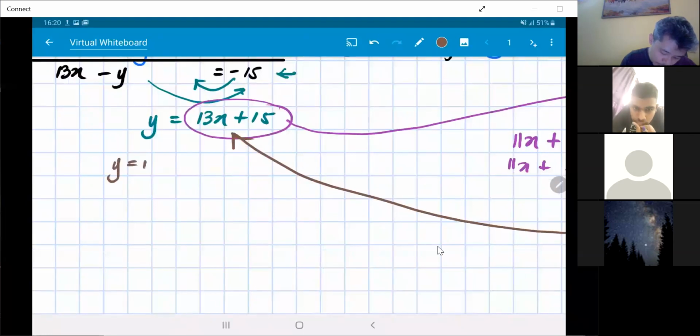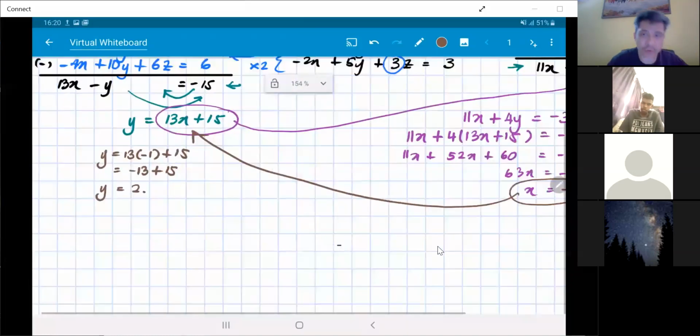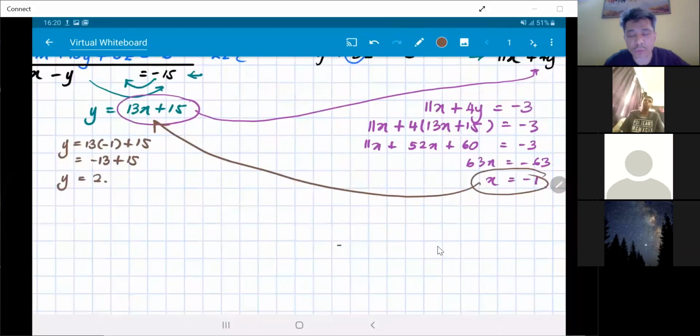So if I substitute here now, that means now I have, what is this? Y equal to 13, x is -1 plus 15. So that gives me -13 plus 15. So y is equal to 2. Okay, so now I found x, I found y. So we already found 2. Notice, the one we maintain is what we find first. The one we remove will be what we find last.